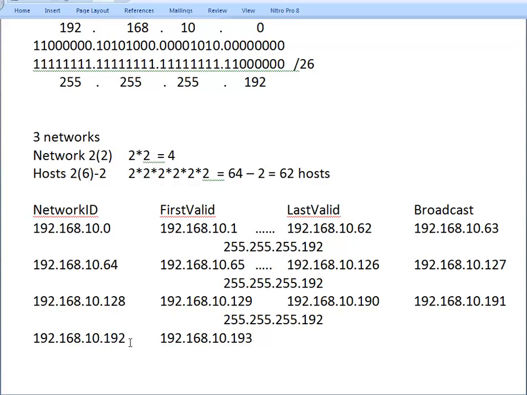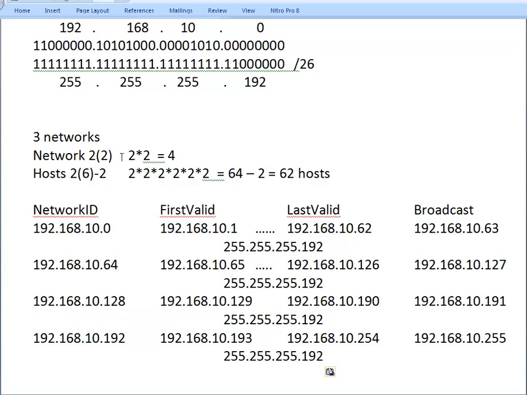So 192.168.10.193. And to find the last valid and the broadcast address, it's better if you find the next network ID. So we write down the same 192.168.10. If we add again 64 to this, we will reach 256. So 192 plus 64 is 256. Now 256 is not allowed, which means that we have reached the limit. The limit is 255. So 192.168.10.255 is the broadcast, and 192.168.10.254 is the last valid address. And they have the same subnet mask as well.